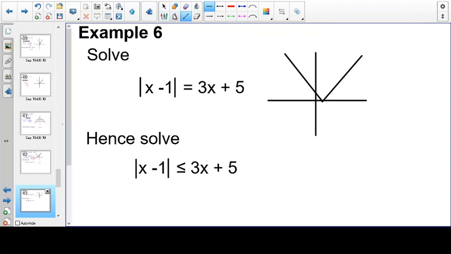Okay, 3x plus 5, steeper, single line. So this is now super important how we draw this. The line is steeper and it's going to go through 5 on the y-axis. So 3x plus 5 is going to be steeper than this line and go through 5. So it might look something a little bit like that.